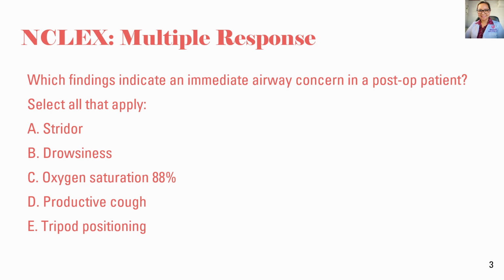Letter B, drowsiness, is incorrect. While drowsiness can be a sign of hypoventilation or opioid sedation, it is a non-specific symptom. It's worth monitoring, but not an immediate airway emergency unless it progresses to decreased level of consciousness or increased respiratory rate or low respiratory rate.